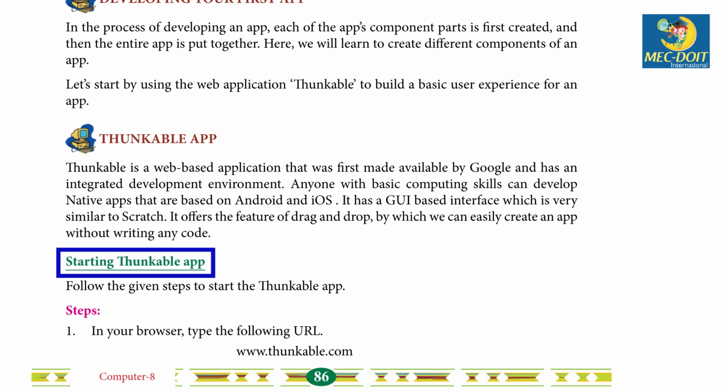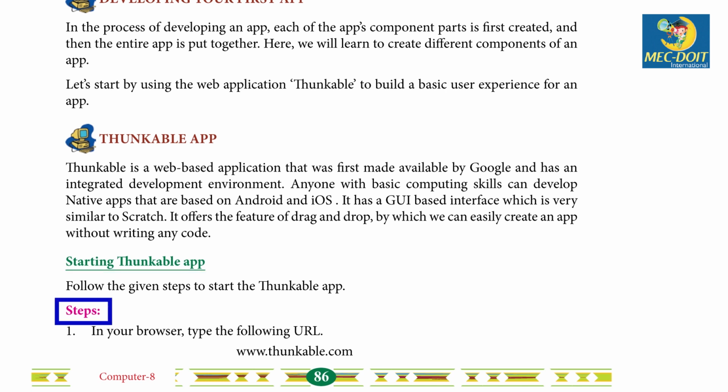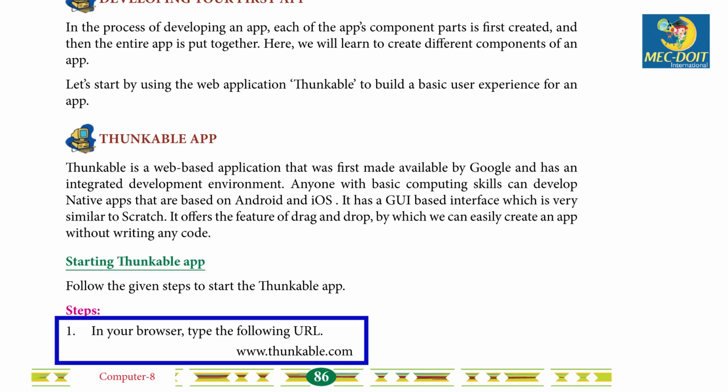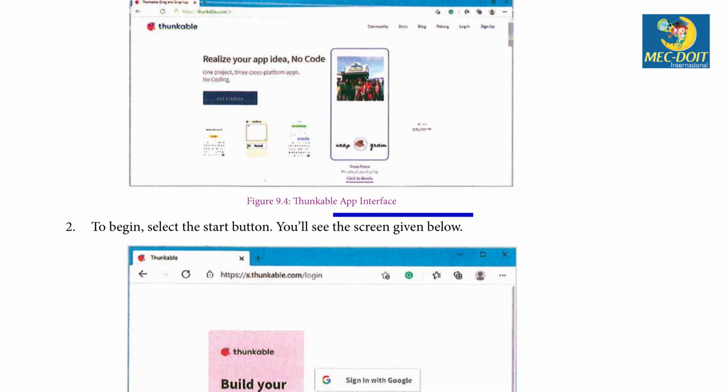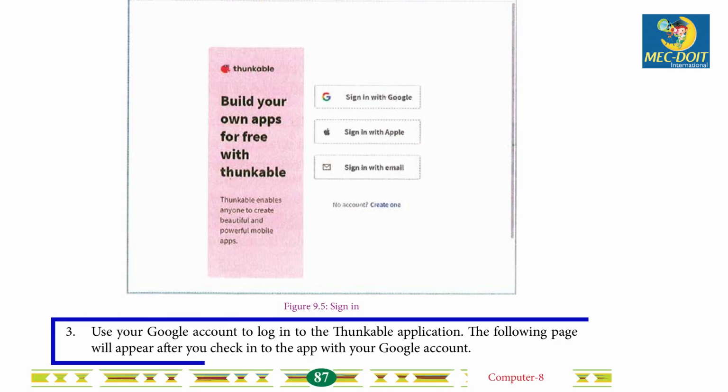Starting Thunkable app. Follow the given step to start the Thunkable app. Steps 1. In your browser, type the following URL: www.thunkable.com. 2. To begin, select the Start button. You will see the screen given below. 3. Use your Google account to log into the Thunkable application. The following page will appear after you check into the app with your Google account.